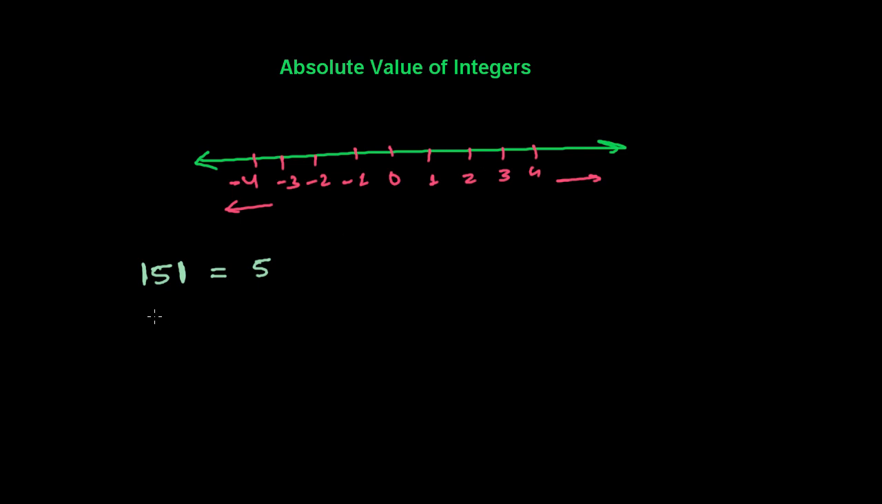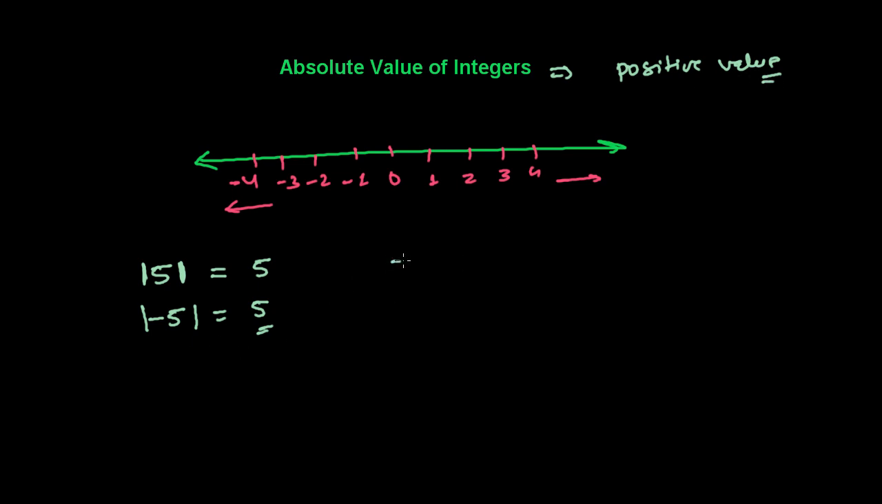If I'm writing here the absolute value of -5, that's again the numerical value of 5, that's +5. Always and always the absolute value of integers will give you positive integers. Always it will give you a positive value, except one condition that I'm going to tell you later.